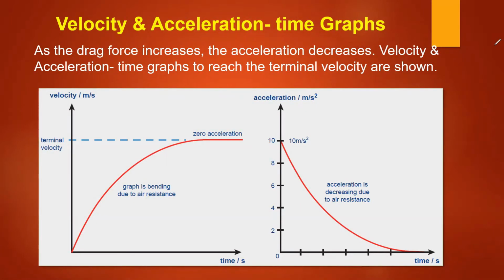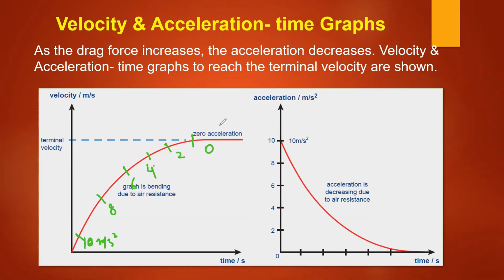Now I'm going to explain the acceleration-time graph for the falling object with the help of the velocity graph. We know that as the drag force increases, the acceleration decreases. So we can see from the graph what is happening to the acceleration. What we have discussed in the previous graph, the value of g over here is 10 meters per second squared, and that's going to be 8, then 6, 4, 2, and then 0. Acceleration is 0 over here.